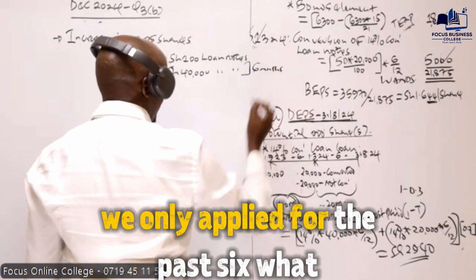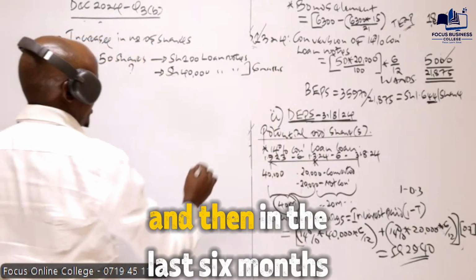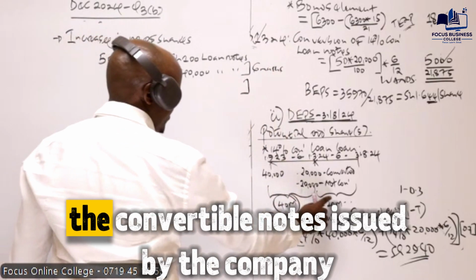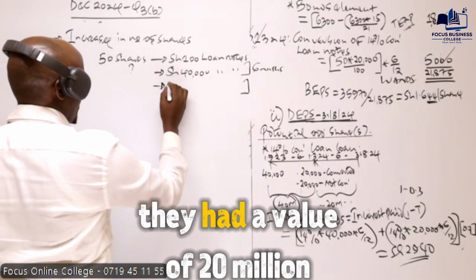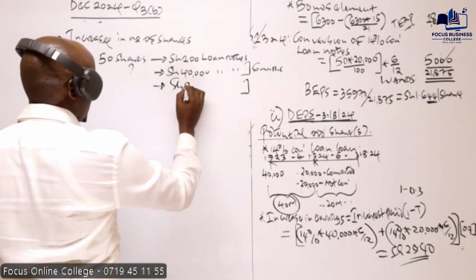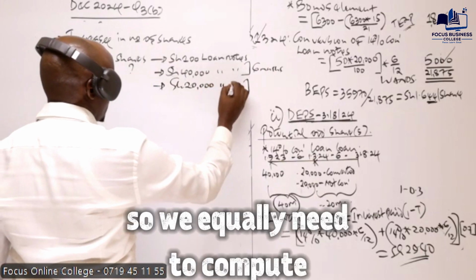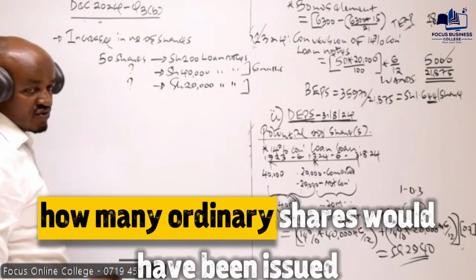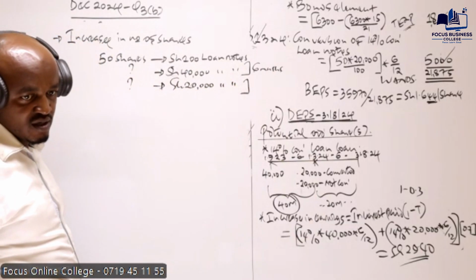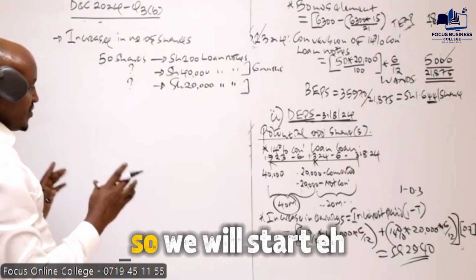We will only apply for the past 6 months. And then in the last 6 months, the convertible notes issued by the company had a value of 20 million. So we equally need to compute how many ordinary shares would have been issued on conversion. You need to understand what you're doing here.